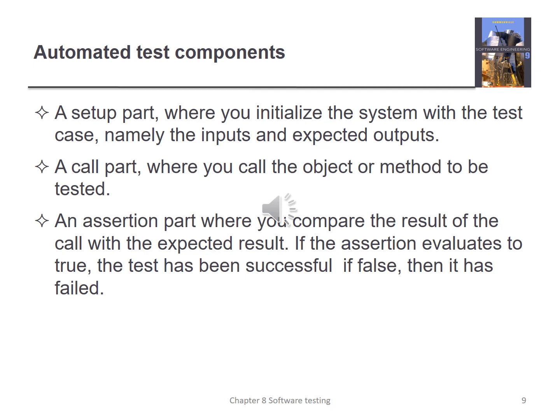An automated test has three components. A setup part, where you initialize the system with the test case, namely the inputs and expected outputs. A call part, where you call the object or method to be tested with these parameters. And an assertion part, where you compare the result of the call with the expected result. If the assertion evaluates to true, the test has been successful; if false, it has failed. So automated testing follows the same process: you set up the test case, you call, and then you find out the result.